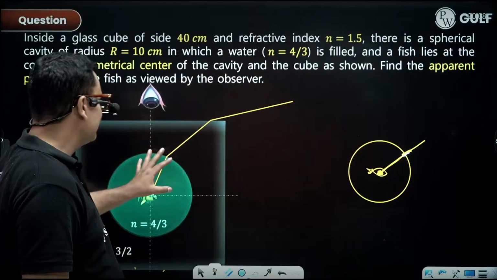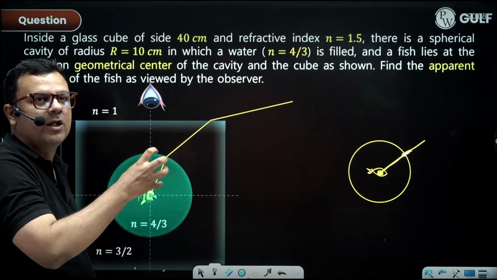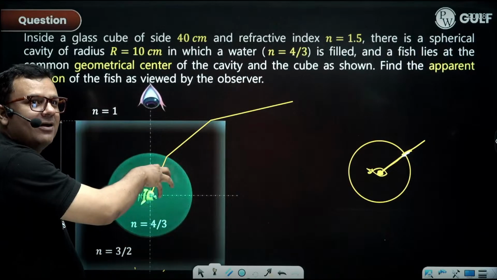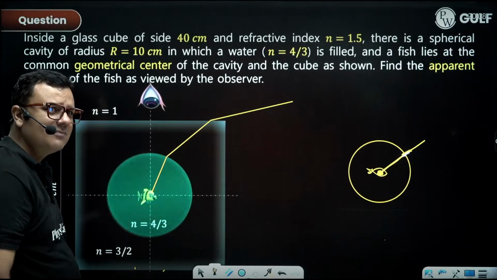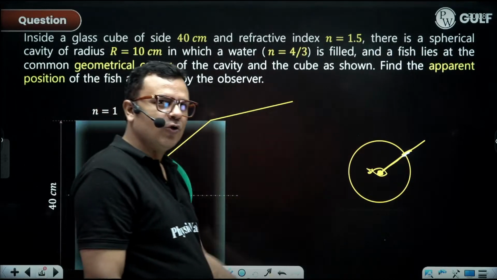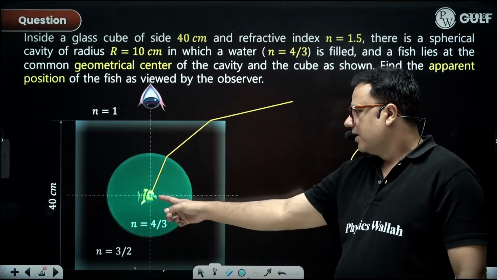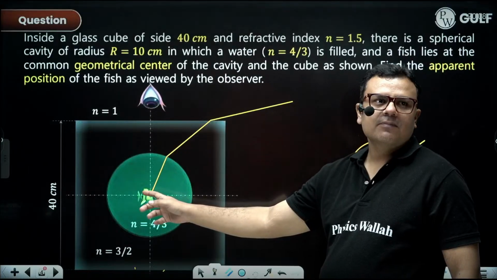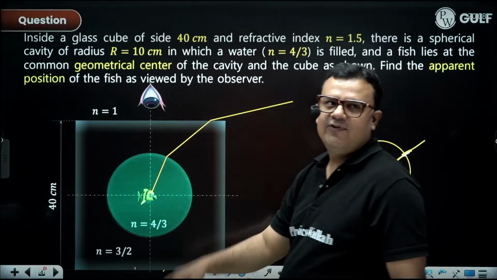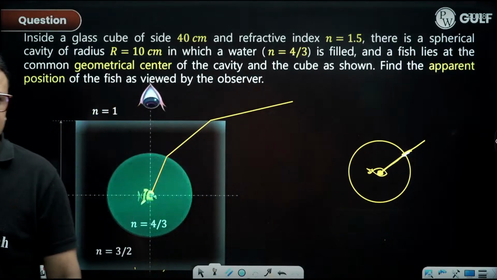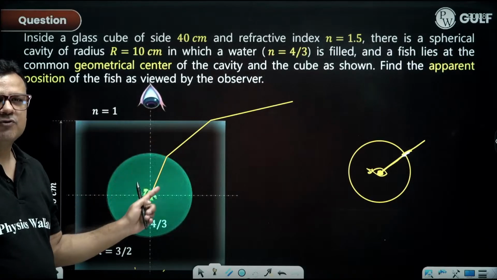Okay, so in this question they are saying it's a cube, and in this cube we put in a hole, a spherical hole. In that spherical hole we put the water, and in this water they also put a fish. Not the actual one, just a toy one, like you have seen in some malls or some fair. So we need to find out what will be the apparent position of this fish, and right now it is at the center, at 20 from this height, 20.